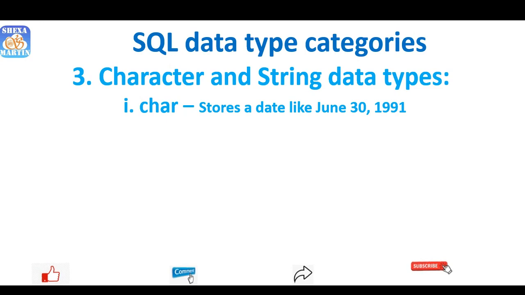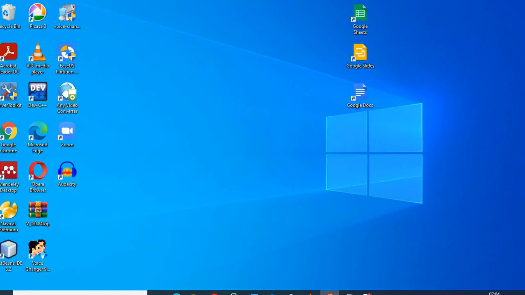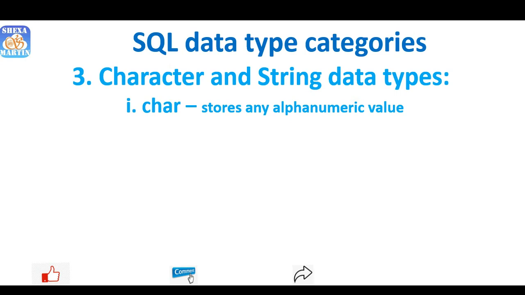No, I've made a mistake here. I didn't change the text after this, so let me change. So a character data type stores any alphanumeric value.